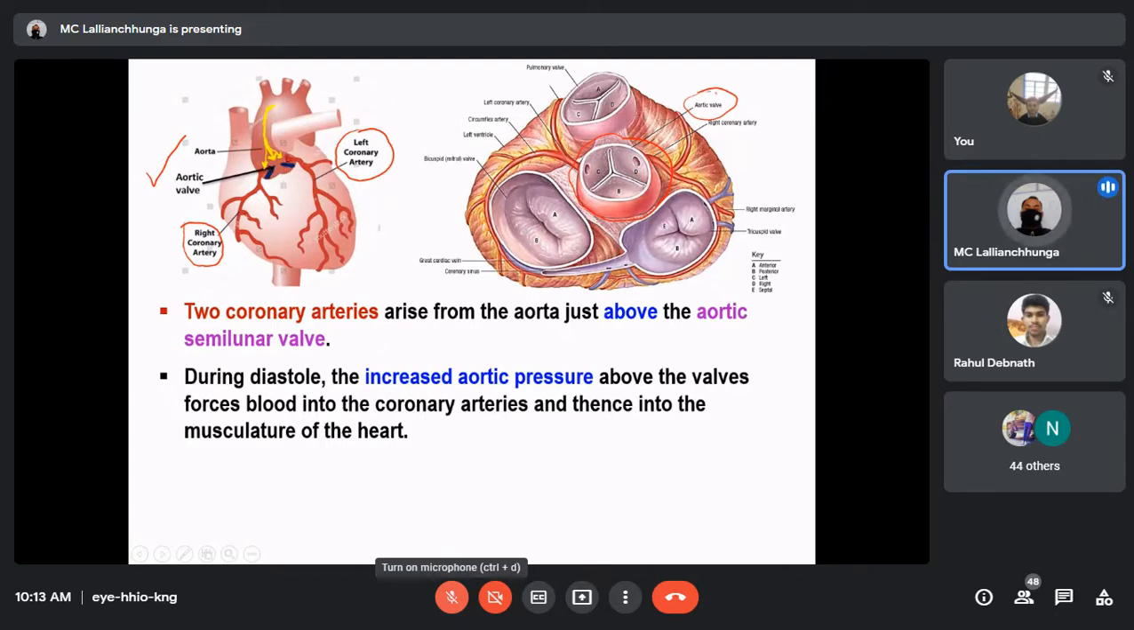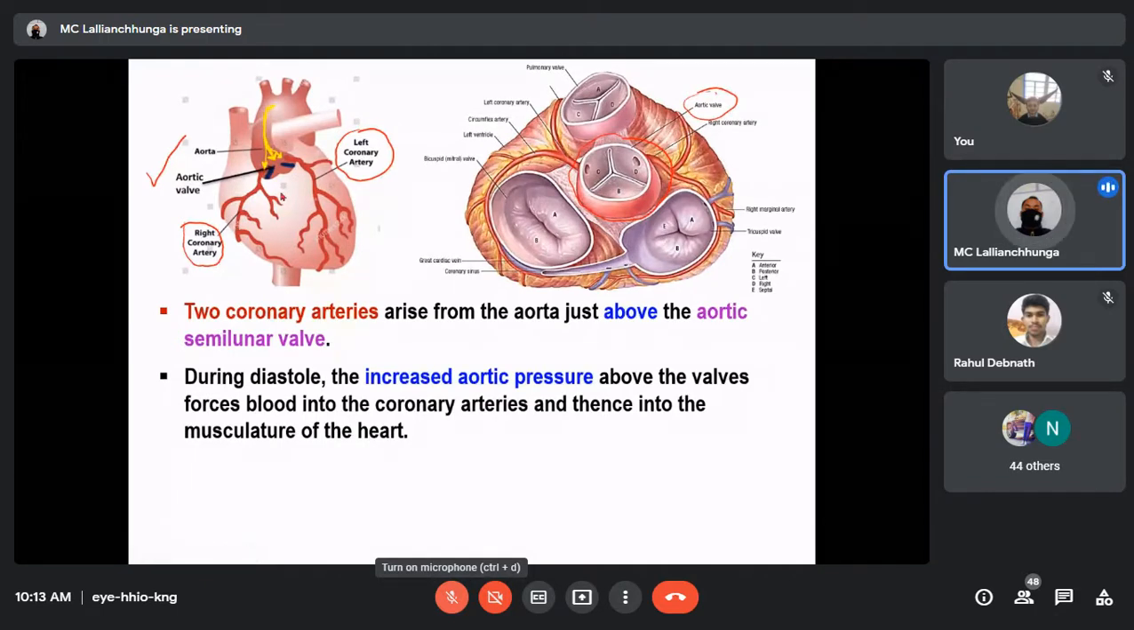Although this aortic valve is closed during diastole, blood can enter these two coronary arteries so that this blood will be distributed to the tissues of the heart. So this is happening during diastole.